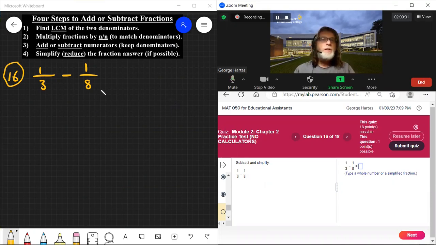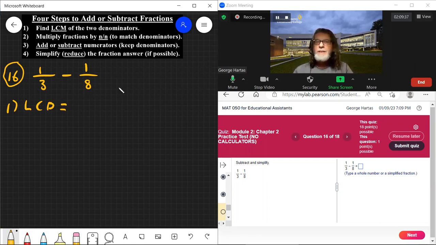Question 16. 1/3 minus 1/8. So again, we'll use this 4-step process to help us solve this problem. Step number 1 is to find the LCD. And again, these numbers are fairly small, so let's use the one list of multiples. Can 3 divide into 8 evenly with no remainder? No. Take the next multiple of the bigger number. 2 times 8 is 16.